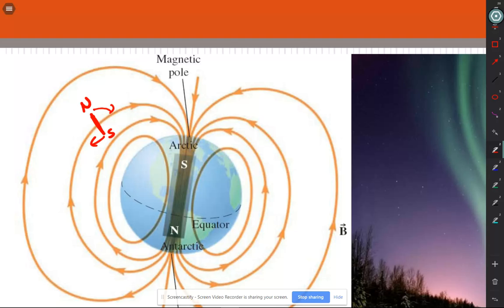So we have magnetic fields much like we have electric fields. And the rules for magnetic fields are the field lines always come out of north and always go into south. And now I have to introduce something that is weird.